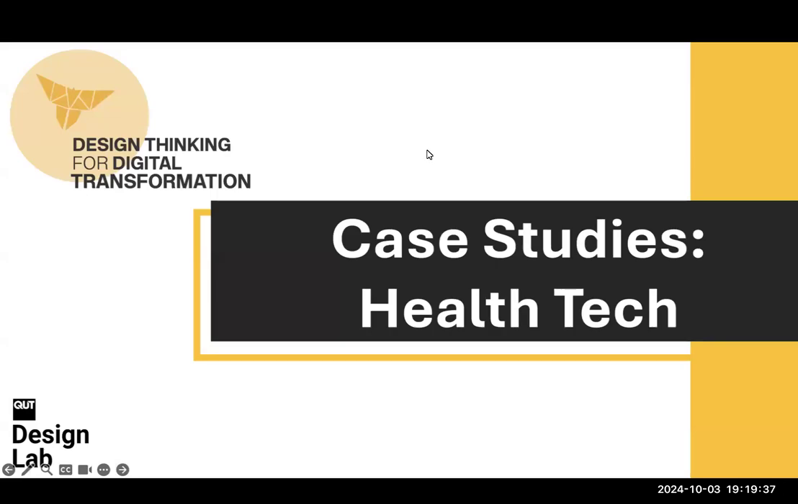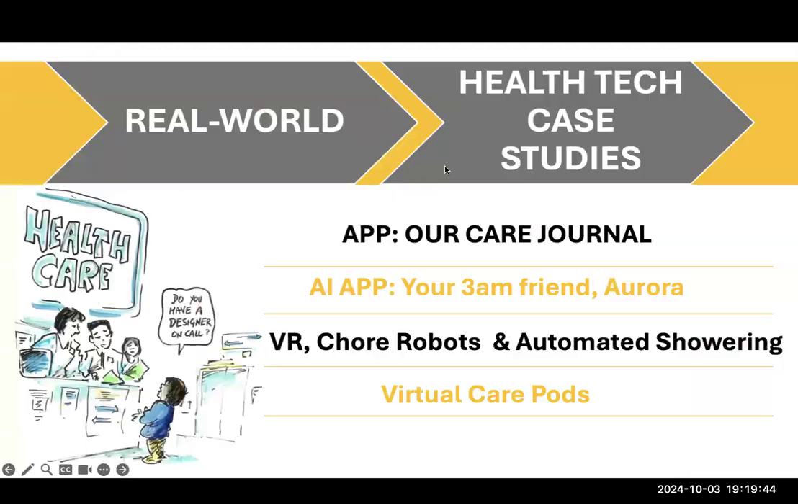So here's a couple of examples of health technology and using design thinking and design processes in this context. I'm going to talk about four key examples. Two apps. One is our care journal, co-design with carers. Another one is a recent AI app about grieving. Then a virtual reality, chore robots and automated showering, all projects to do with aged care. And then virtual care pods, a healthcare setting project.